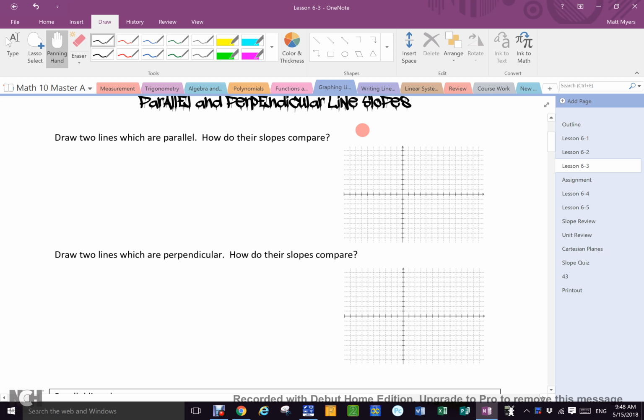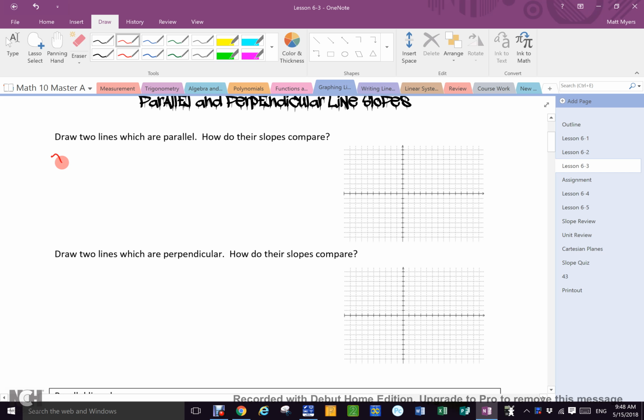Everybody please put a dot at x equals -4 and a dot at y equals +5. I'm going to be using red for those dots.